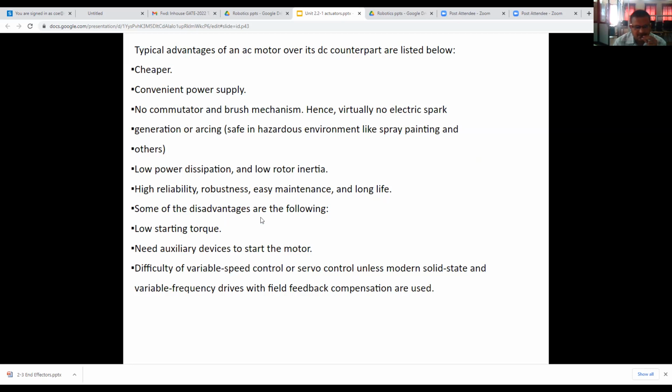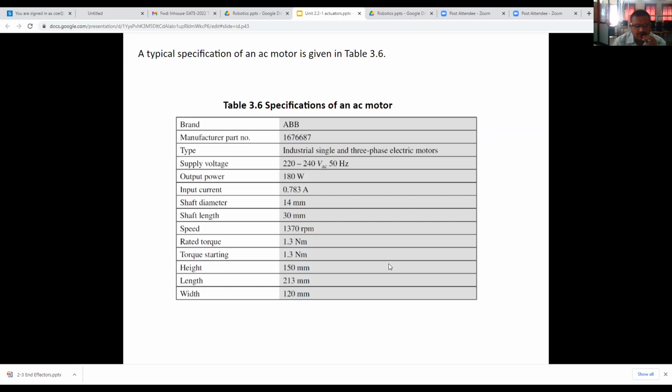Some of the disadvantages are the following: low starting torque, need auxiliary devices to start the motor, difficulty of variable speed control and servo control unless modern solid state and variable frequency drives with field feedback compensation are used. Therefore, this is AC motor. A typical specification of an AC motor is given in table 3.6.